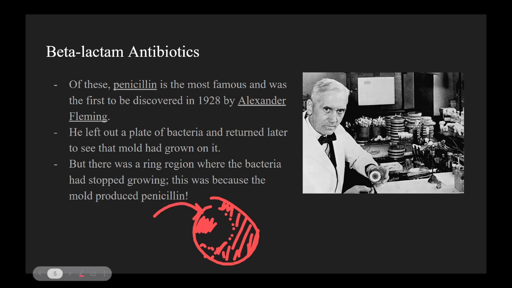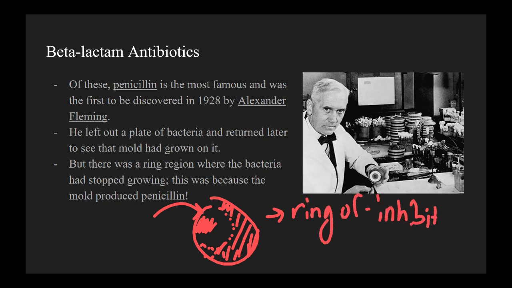There's nothing growing there. This is actually because this mold naturally produces penicillin as an antibiotic, because for some reason, the mold doesn't want the bacteria to be near it. So it basically produces penicillin and creates what's called a ring of inhibition, where no bacteria can grow near it. So this is where penicillin was first discovered.